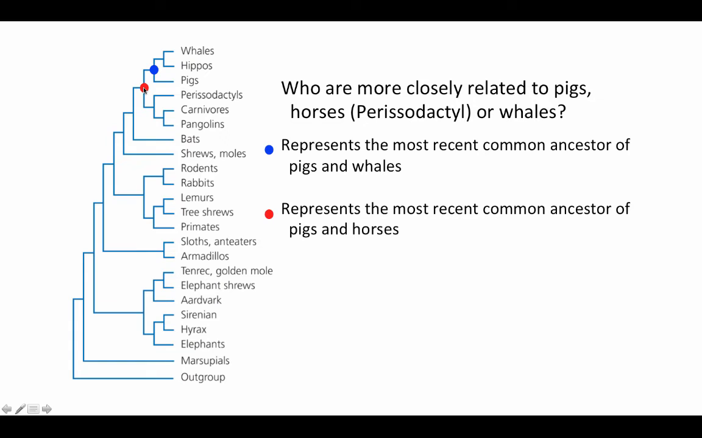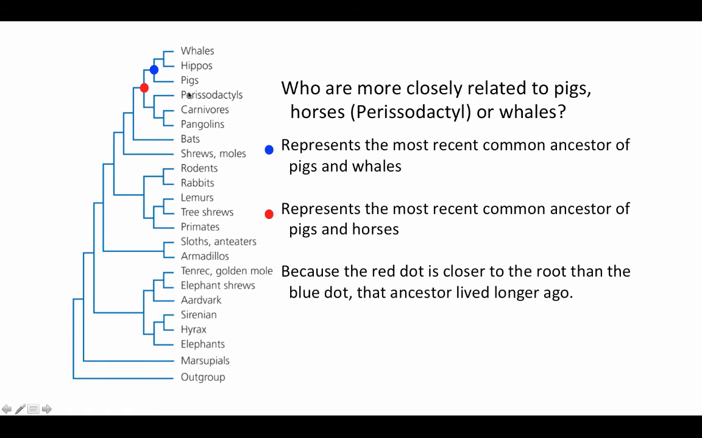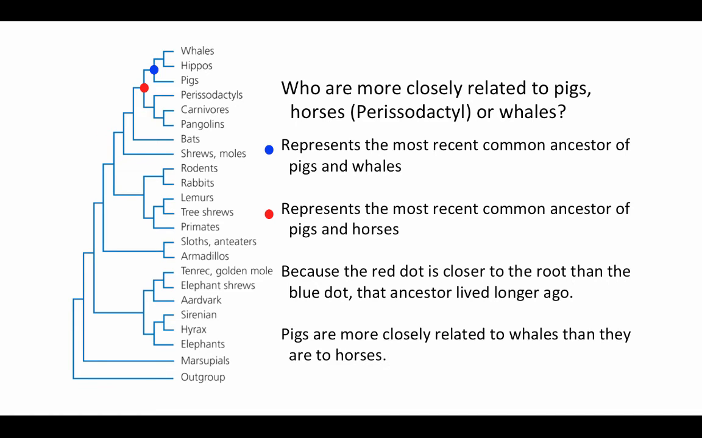So we know that the time scale runs from the root to the tips. This common ancestor happened longer ago than this common ancestor. So pigs and whales are related to each other by a more recent common ancestor than pigs and horses. So because the red dot is closer to the root than the blue dot, that ancestor lived longer ago. Pigs are more closely related to whales than they are to horses. Surprising, huh? Let's look at another example.